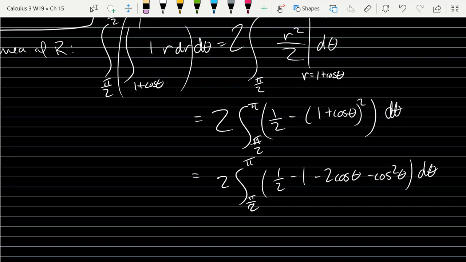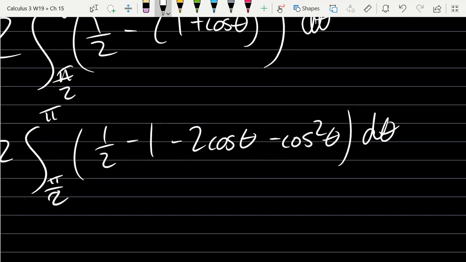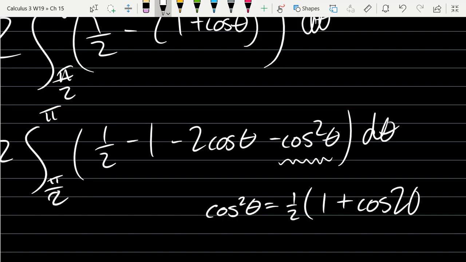So I think at this point, it's pretty straightforward how to finish the integral. There's only one part that's going to be a little tricky. How do you integrate cos squared? What identity do we use? So we're going to use our double angle, or power reduction, depending on how you like to call it. So it's 1/2 times 1 plus cos 2 theta. So that's how you're going to integrate that last term. Everything else, that's just a number, and the antiderivative of negative cosine is regular sine. So the rest is all straightforward stuff.